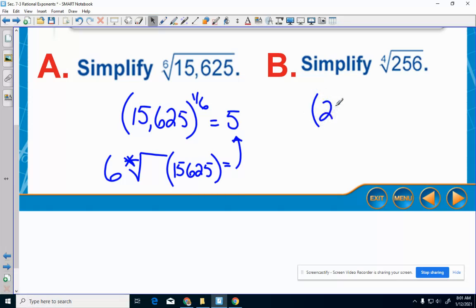So over here, 256 to the 1/4 power. We're looking for one of 4 identical numbers that get me to 256, and that answer is 4. Or like we did over here on the left, we could write it in our calculator like that.